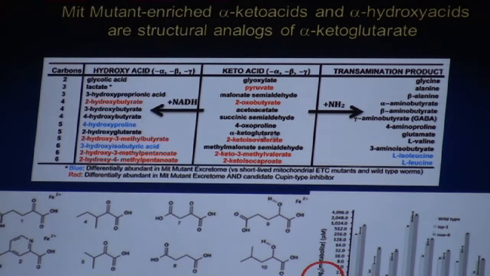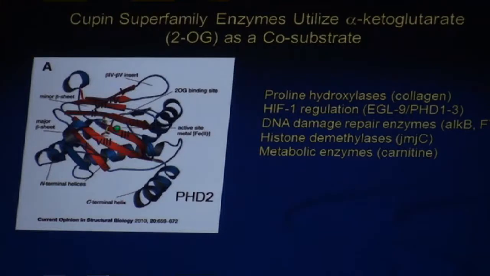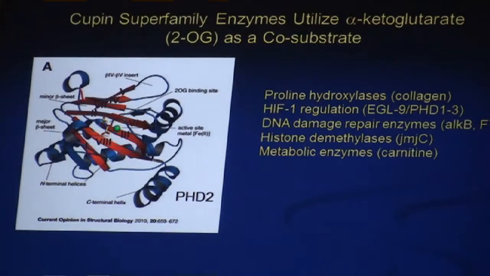Okay, so all these chemicals here are the metabolites that we detected in our worms, in the long-lived mutants. These are in the excretome. The ones in red are differentially abundant in the excretome, and they're also known to be inhibitors of these cupin enzymes. You can see that structurally they're all very similar. They all have this alpha-keto acid structure, or this alpha-hydroxy acid structure. We measure the concentrations of these metabolites in our worm excretome, and they're low millimolar.